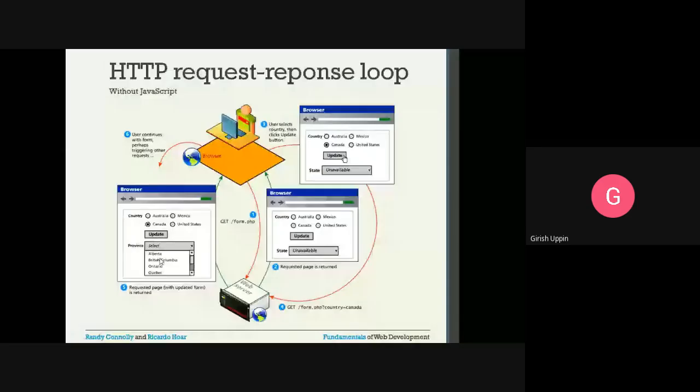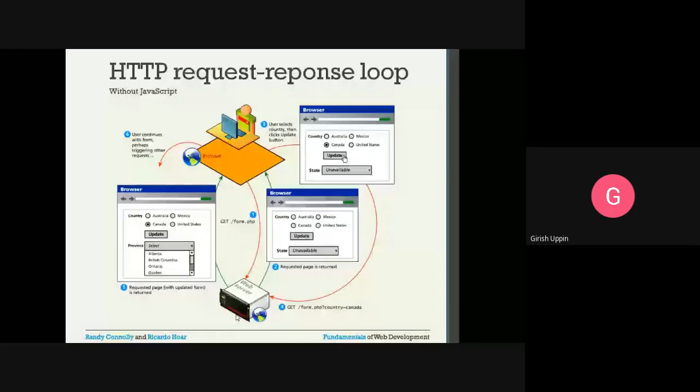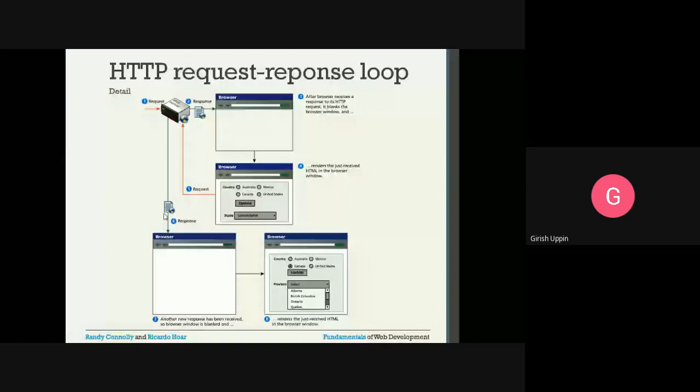Maybe there is also a city. You select the province, and the city is not populated. Based on the province, a city will be populated. Maybe the request will go back to the server again, and it will get the list of cities and update the form again, and send it to the browser. So this is the most detailed one. The request comes to the server, then the response is given to the browser.